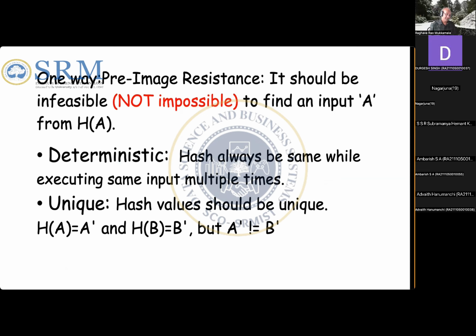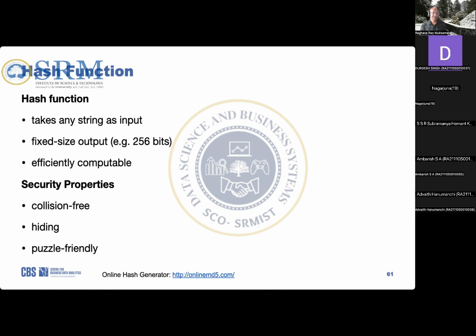And unique property. So what does unique property mean? Unique property guarantees that no two values can have the same hash value. So that means the hash value is always unique. That is what it says.